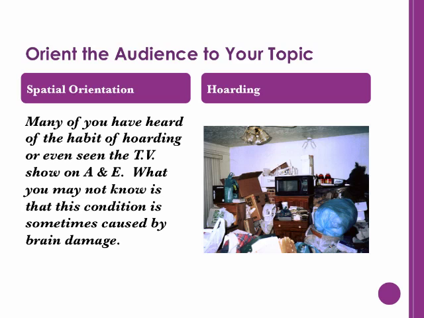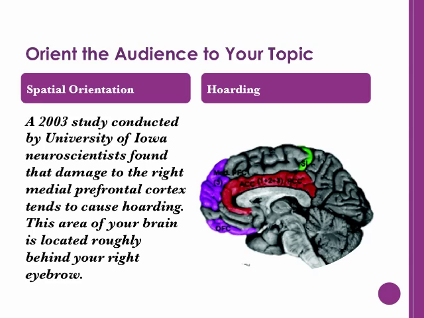Many of you have heard of the habit of hoarding or even seen the TV show on A&E. What you may not know is that this condition is sometimes caused by brain damage. A 2003 study conducted by University of Iowa neuroscientists found that damage to the right medial prefrontal cortex tends to cause hoarding. This area of your brain is located roughly right behind your right eyebrow.